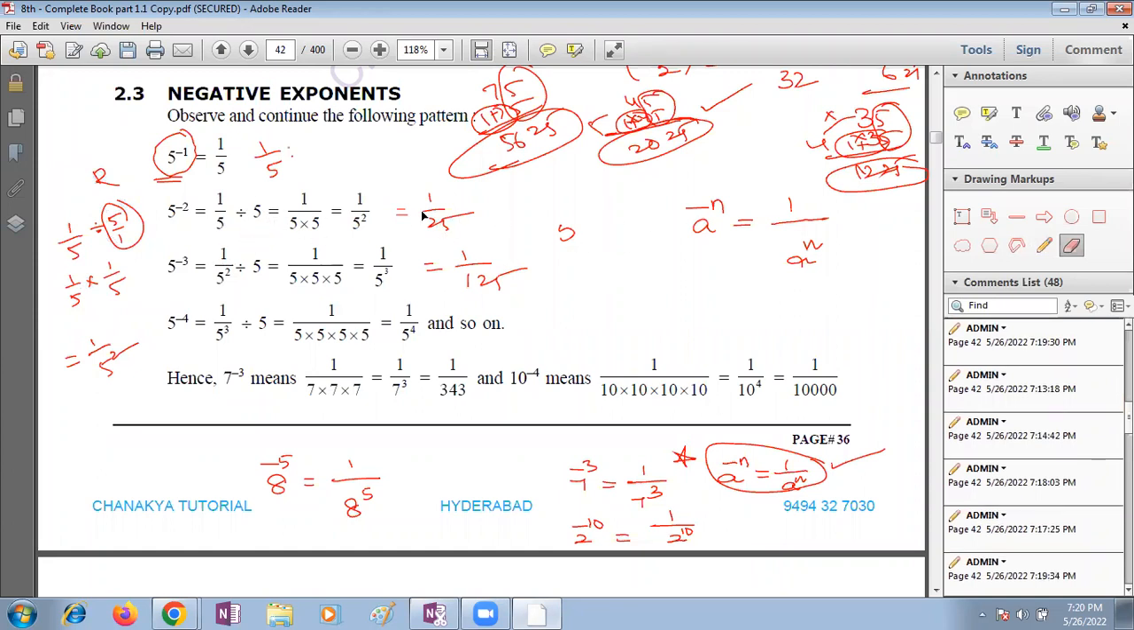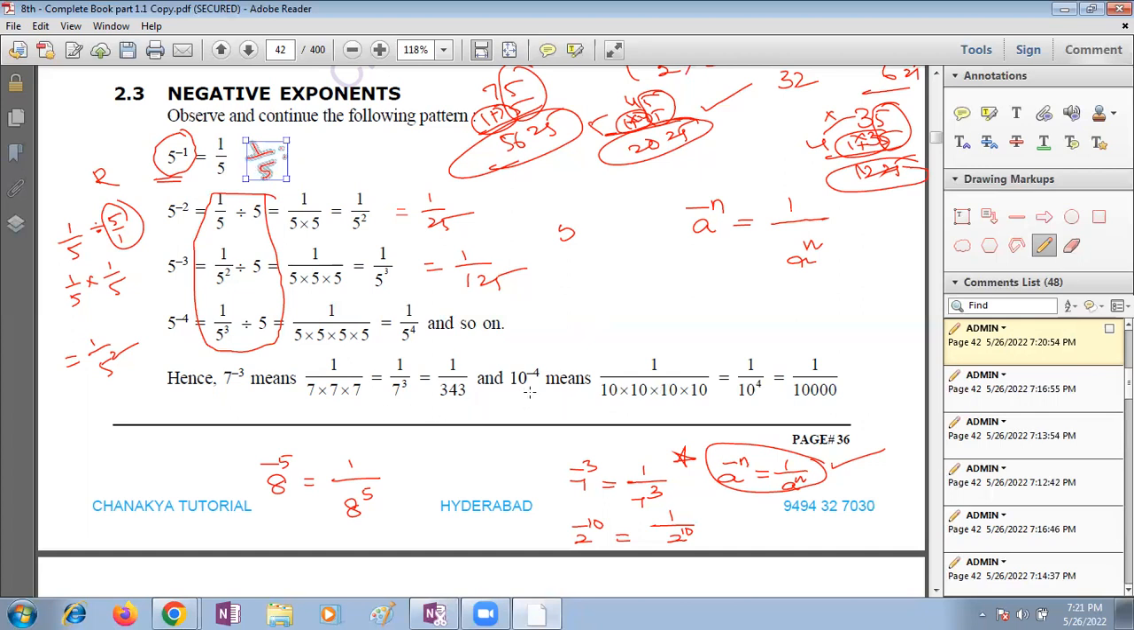How will you get the pattern? Following 1 by 5, 1 by 5 square, 1 by 5 cube, if you divide with 5, you get 1 by 5 square, 1 by 5 cube, 1 by 5 to the power 4, and so on. But you can even express it in this way. That is only the intention. They mentioned the pattern. We are not using this pattern here, but sometimes we can use it to simplify. It is only a way of expressing, you can express it in this way.